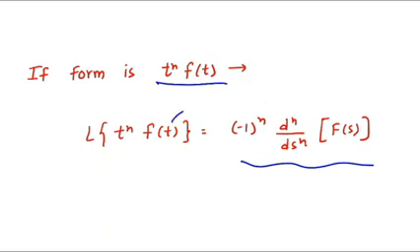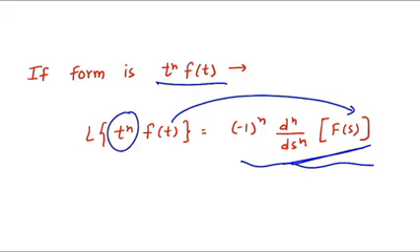So the basic part is take the Laplace of this time domain function and then you have to do the differentiation n times. If it is t raised to 1, then 1 time differentiation. If it is t raised to 2, then 2 time differentiation, and so on. Let us see the example. You will have a clear idea about this form.